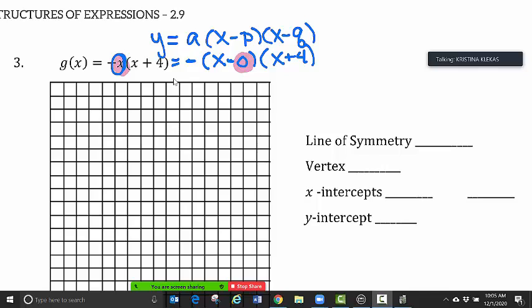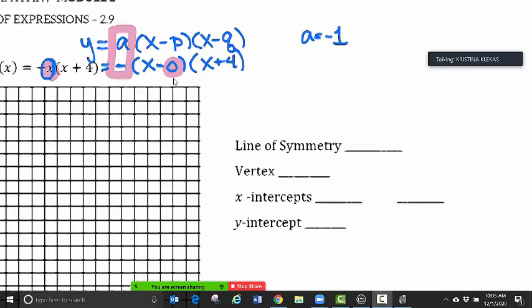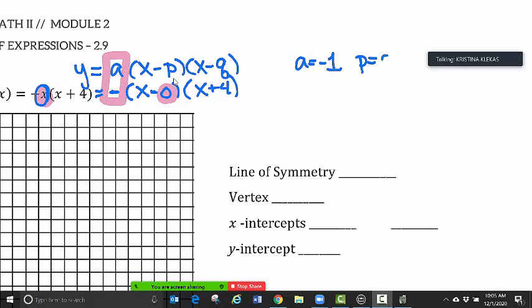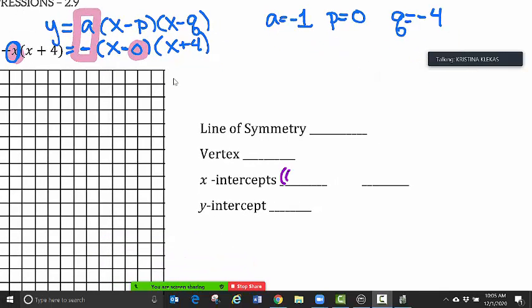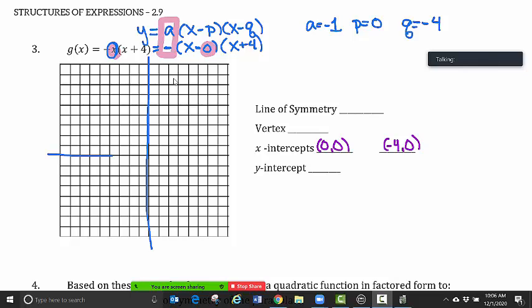And now if we listed it, our a is a negative 1 because it's this thing right here. Our p is a 0. It just means one of our intercepts is going to be 0. And our q is a -4, opposite of what's in parentheses. So I automatically know that my x-intercepts are (0, 0) and (-4, 0). So I could draw that in. Okay. So then I'm going to graph my intercepts at (0, 0) and (-4, 0).